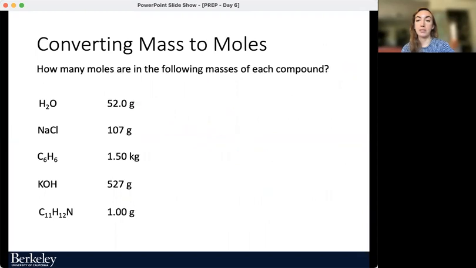Okay, so last group thing for today. I want you to convert these masses to moles. So now I want my masses to cancel out, so I want my mass on the bottom. For this first example, I still have 18.015 grams per mole, but I've flipped the fraction. So now the grams are on the bottom and the moles are on the top. The grams will cancel out and I'll end up with 2.89. So I'm going to send you into your groups to do the practice with the other ones.